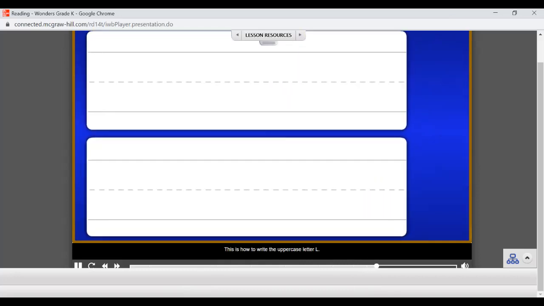This is how to write the uppercase letter L. Straight down, straight across the bottom line. This is how to write the lowercase letter L. Straight down. It's your turn. All right, practice writing uppercase and lowercase L and B.